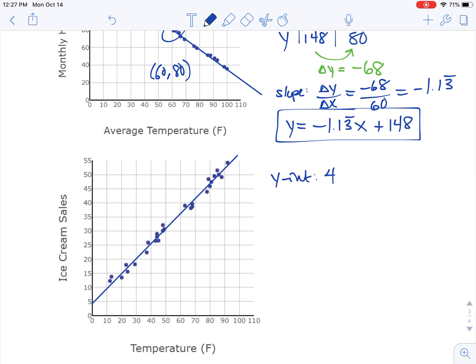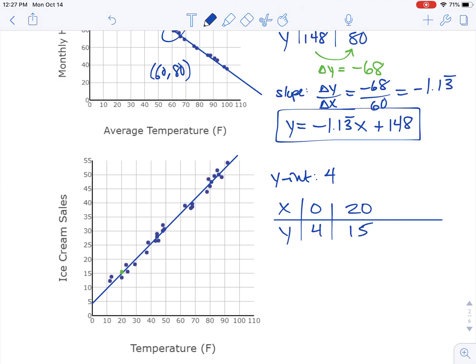And then again, we need one other point on this line. So I'm going to look over this graph and look for any place where the line crosses the grid at a very noticeable spot. And I see one right here at (20, 15). It looks like that crosses the grid perfectly right there. So I'm going to use that point as my second point. So in our table, we're going to use the y-intercept and that other point: (0, 4) and (20, 15).